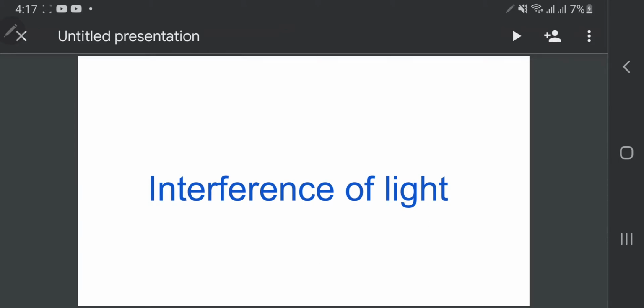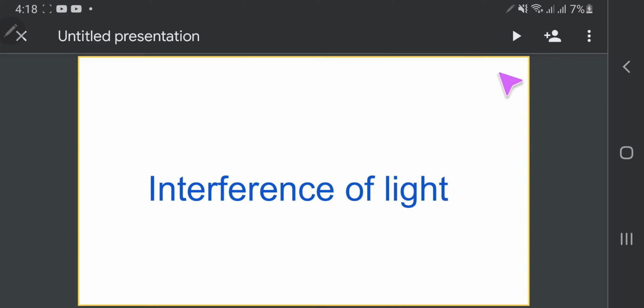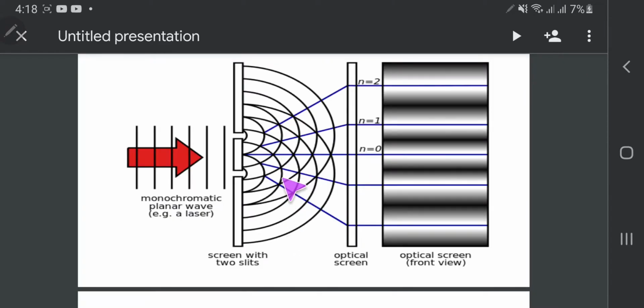Hi guys, today I explain interference of light. What do I mean by interference? Interference is superposition of light waves. Superposition of light waves produced from two coherent sources. Coherent means same frequency, same amplitude, same phase.